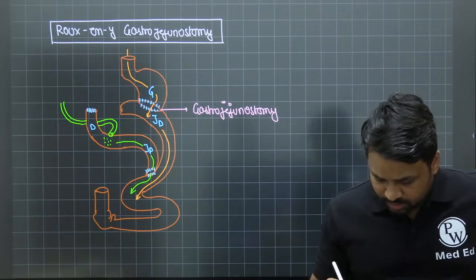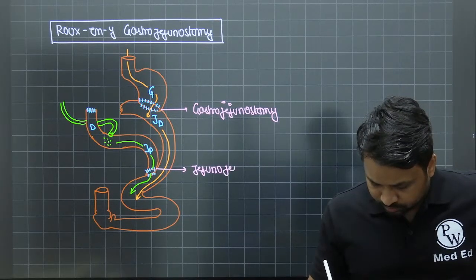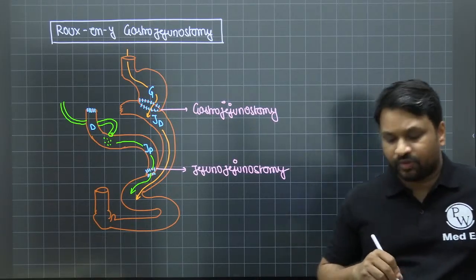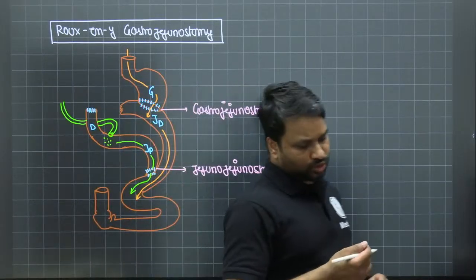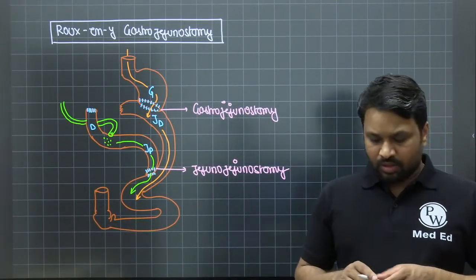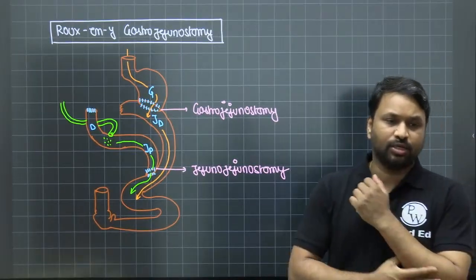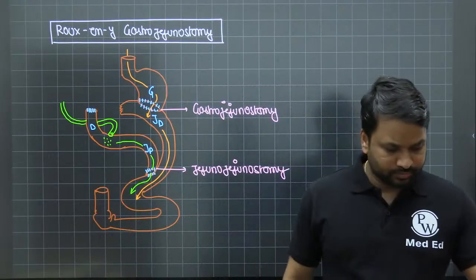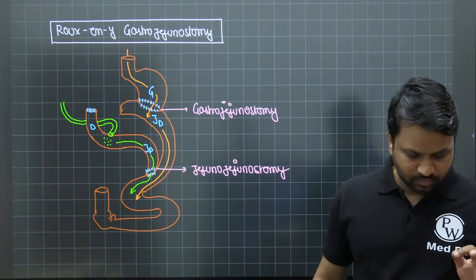When you look at the anastomosis per se, one you will see is the gastrojejunostomy. Another one that you have is the jejunojejunostomy. So this is all in all with respect to gastric carcinoma, right? All right, guys. So far, so good.